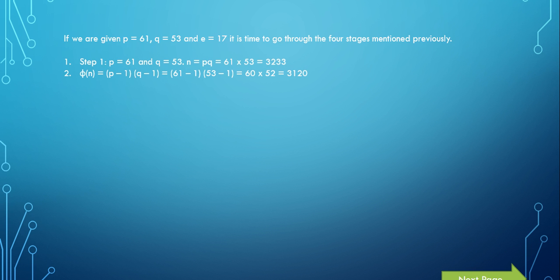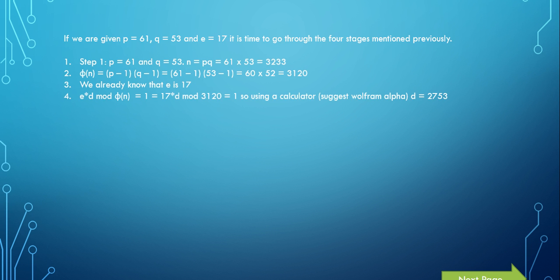Then the next stage is usually figuring out E, but we already know that E is 17. There is another stage to figuring out what E is, but usually E is supplied to you in a test situation. So we will not need to worry about that for now.